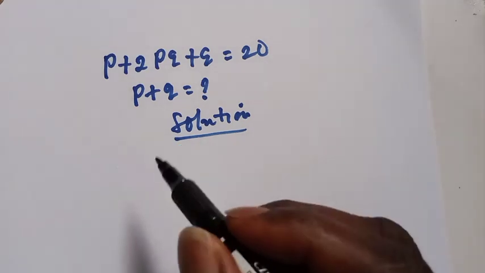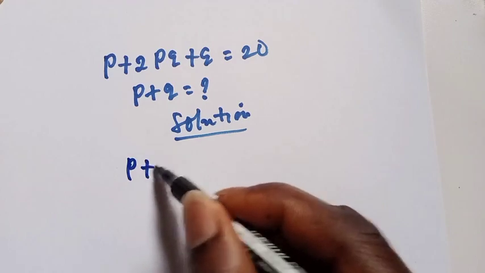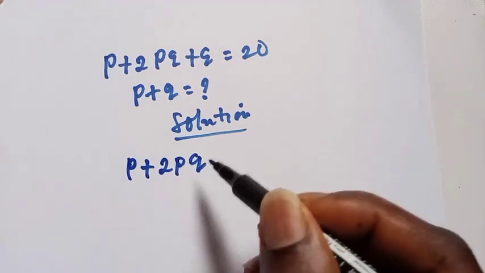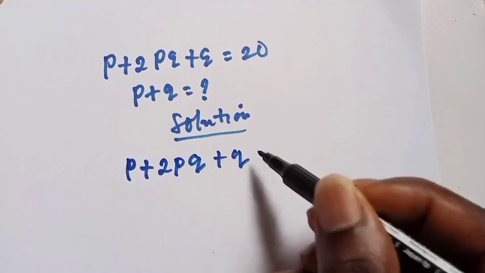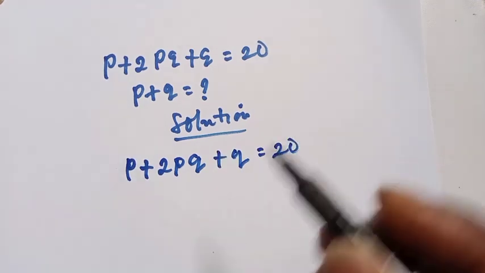What is p plus q? Solution. We have p plus 2pq plus q is equal to 20.